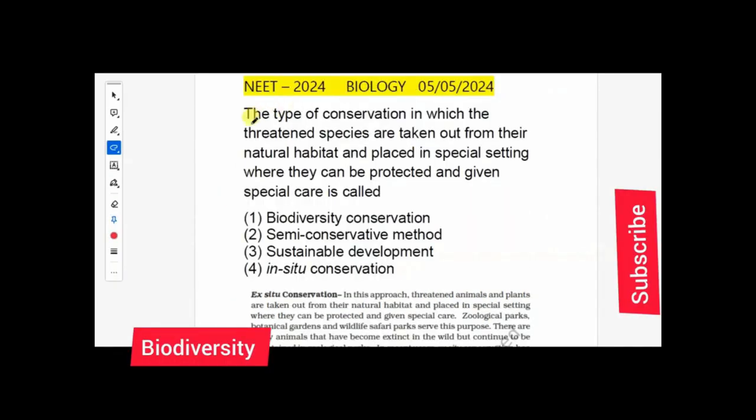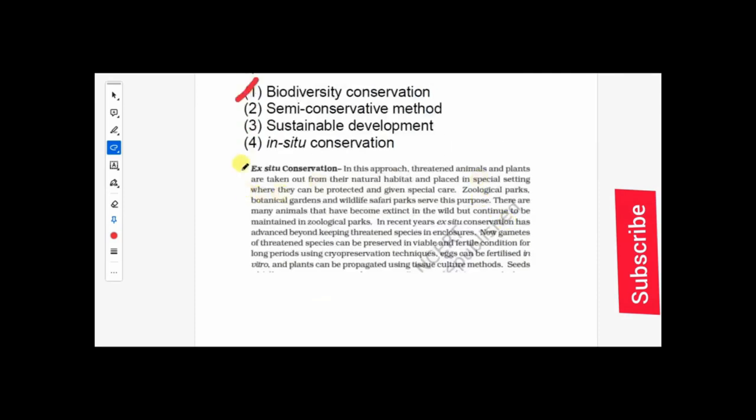The type of conservation in which threatened species are taken out from their natural habitat and placed in a special setting where they can be protected and given special care is called option 1, ex situ conservation. You can see the NCERT topic under the name of ex situ conservation.